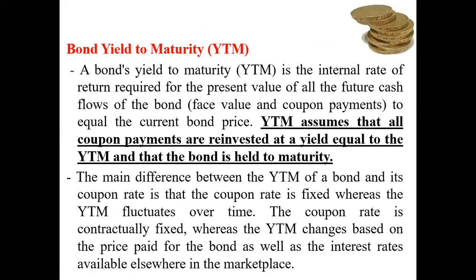Finally, let's find what the meaning of bond yield to maturity is. Bond yield to maturity is the internal rate of return required to equal the present value. If I have a face value, a coupon payment, and I know the principal, I can determine the yield to maturity, which assumes that all the coupon payments are reinvested at this yield. There is a difference between the yield to maturity of a bond and its coupon rate. They are completely different, because the coupon rate is fixed, whereas the yield to maturity fluctuates over time and depends on the marketplace.